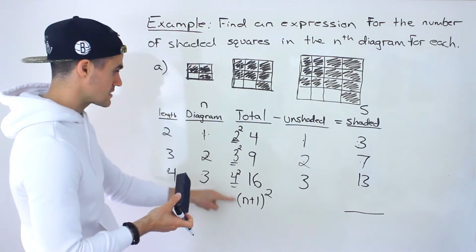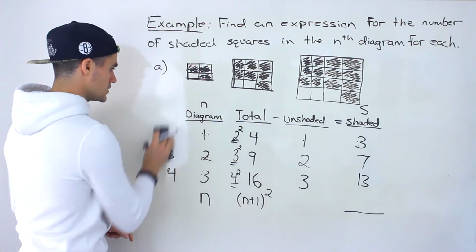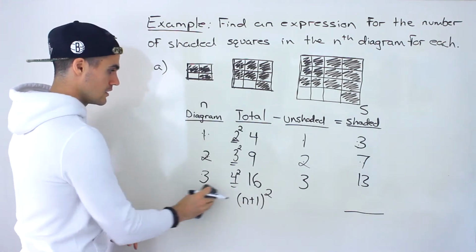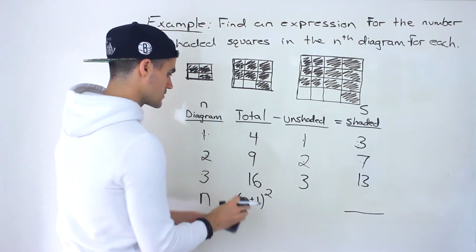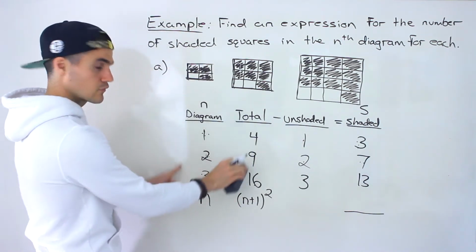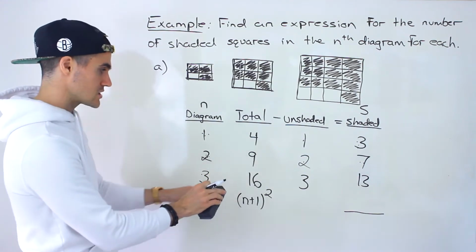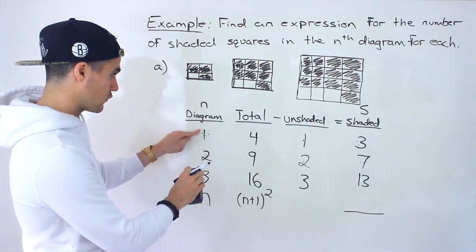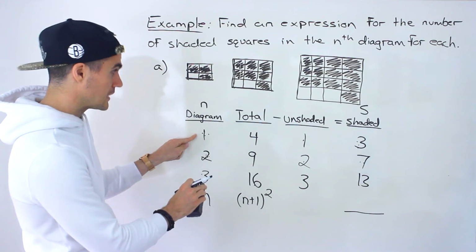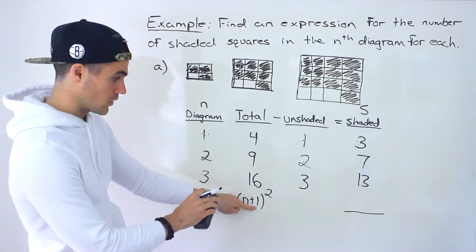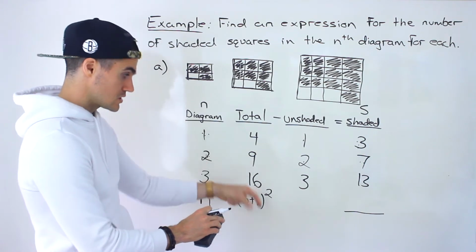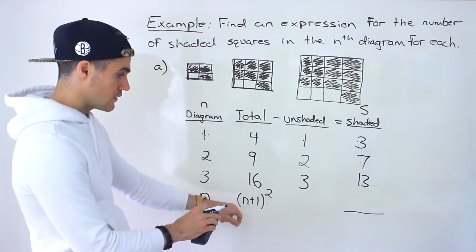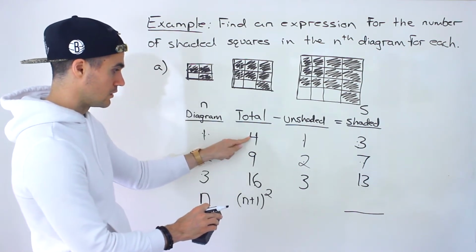And again, you could test this. Let me just erase this. There's a lot going on. And I'm going to erase this as well, just because we got this from writing those out. And now let's just test it. For the first diagram, n is 1. 1 plus 1 gives us 2. 2 to the power of 2 would give us 4.